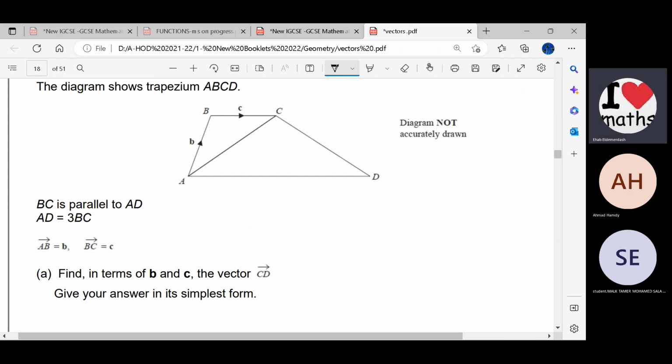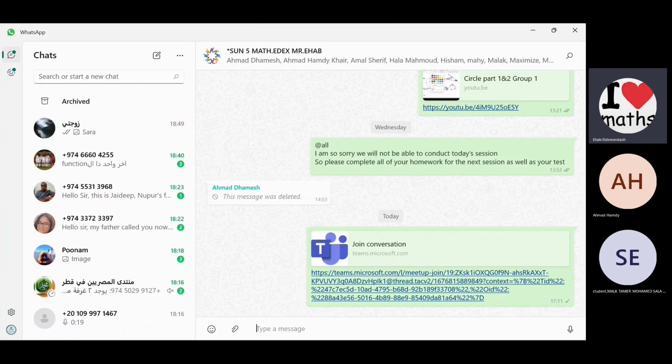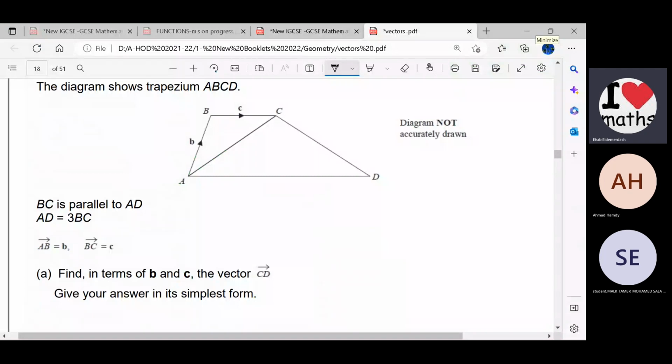I have BC is parallel to AD. They are two parallel lines. If they said they are two parallel, it means they have the same direction vector. Don't forget this information. So I have the vector BC which is parallel to the vector AD. Added to that, AD is equal to 3 of BC. So what I have to write is that AD is equal to 3C, because they are parallel and one of them is triple the other one. Are we clear on that?